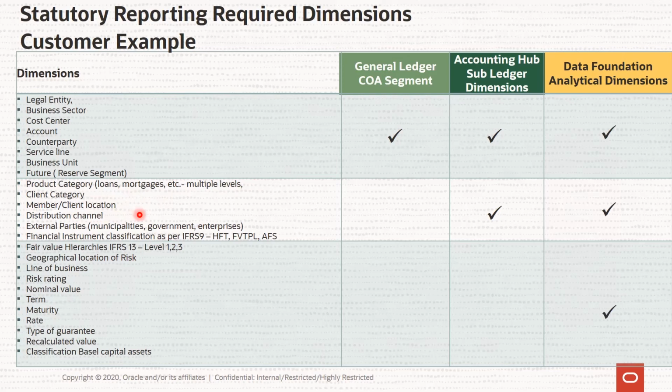Now, the data foundation here could comprehensively cover all the statutory reporting requirements, be it holding dimensionality across geographical location of risk, line of business, or account level information across risk ratings, maturity profiles, and specific dimensionality around capital assets, and so on. In this way, the data foundation could cover a lot more dimensionality and the needs required for statutory reporting.